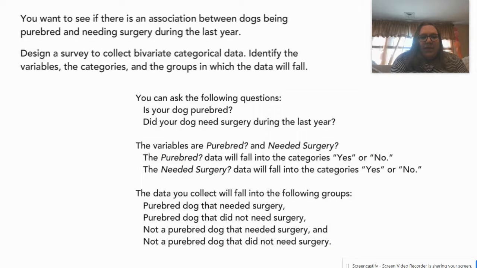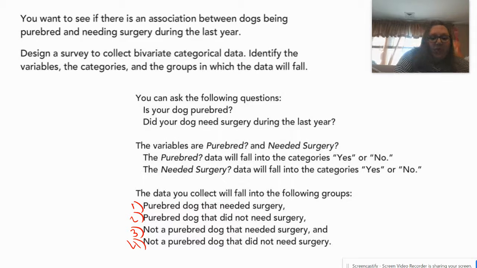so you want to see if there's an association between dogs being purebred and needing surgery during the last year. Do a survey to collect this. So you would want to ask two questions. Is your dog purebred and did your dog need surgery in the last year? And the categories for each of those would be yes or no. So then you would get four different answers. You could have a purebred that needed surgery, purebred that did not. You could have a non-purebred who needed surgery, and a non-purebred that did not.